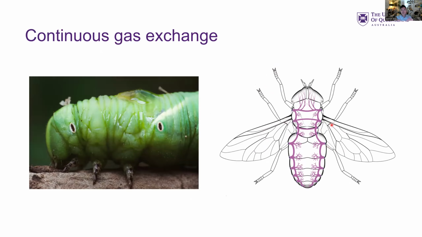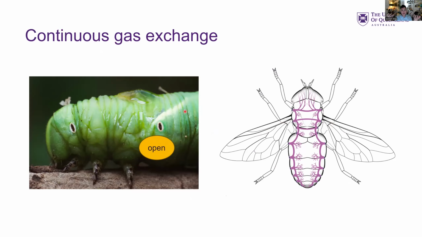Continuous gas exchange implies that there is a consistent amount of oxygen being delivered to the cells and carbon dioxide being taken away. The implication of that is that the spiracles, which are the openings that allow for movement of gases in and out of the animal, need to stay open in order for continuous gas exchange to occur. So the spiracles are predominantly open. Then there is a constant diffusion gradient along the tracheal system.